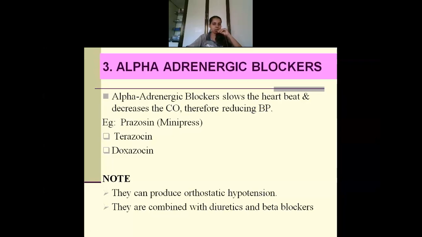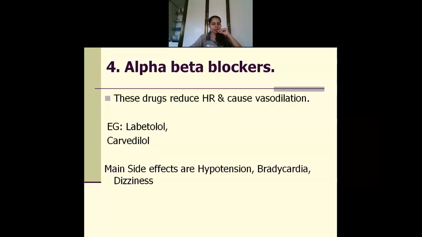Next is alpha blockers. Alpha blockers are also an antihypertensive drug. It reduces cardiac output, reduces the blood pressure, and it also slows the heart rate. Examples of alpha blockers are prazosin, terazosin, doxazosin. You can see the ending is zosin, isn't it? The main side effect is that alpha adrenergic blockers most of the time can cause orthostatic hypotension. There can be a sudden decrease in the BP when you are getting up from the sleeping position to the standing position. Most of the time alpha blockers are given with beta blockers or diuretics.